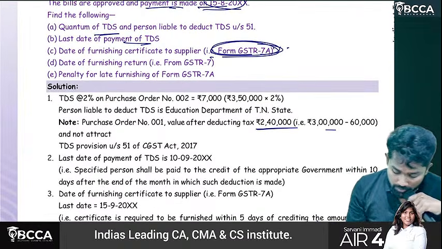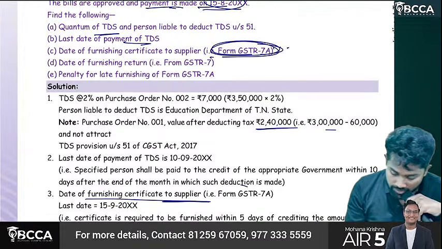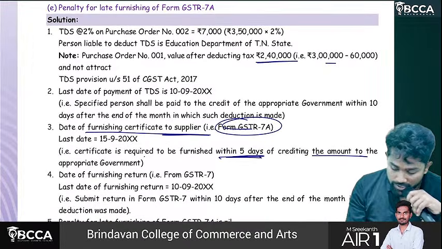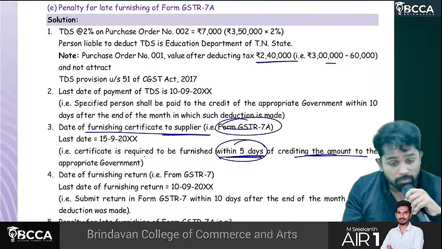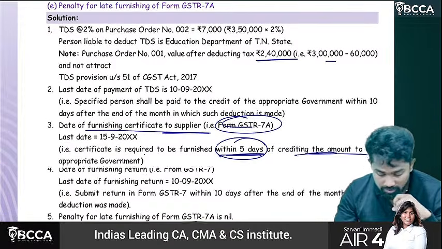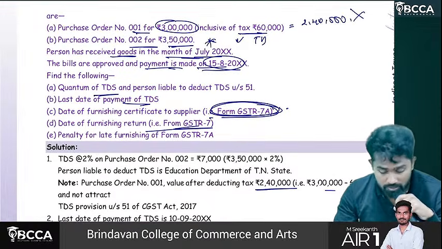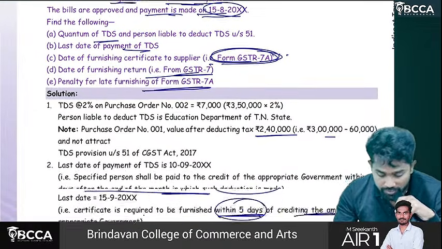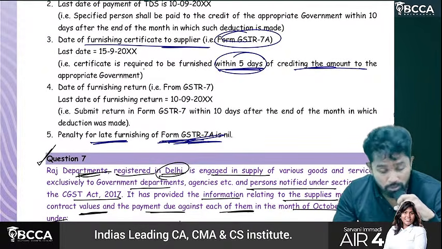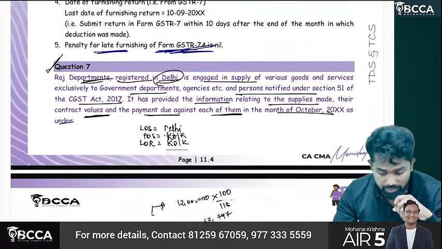Okay, what is the date of furnishing of certificate GST or 7A? Within 5 days from the date of crediting the amount to the government, GST or 7A has to be issued. By when GST or 7 has to be filed? 10th of succeeding month. Penalty for late furnishing of GST or 7A? Okay, there is no penalty for furnishing GST or 7A late.